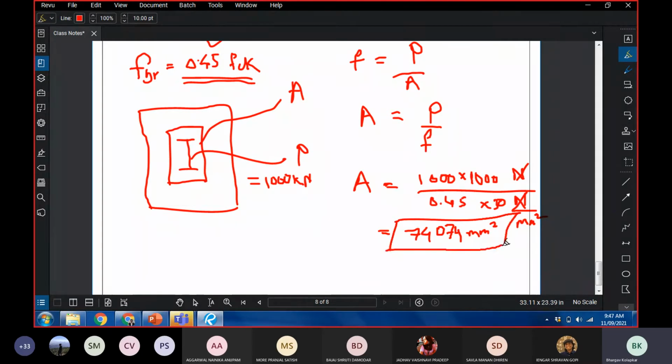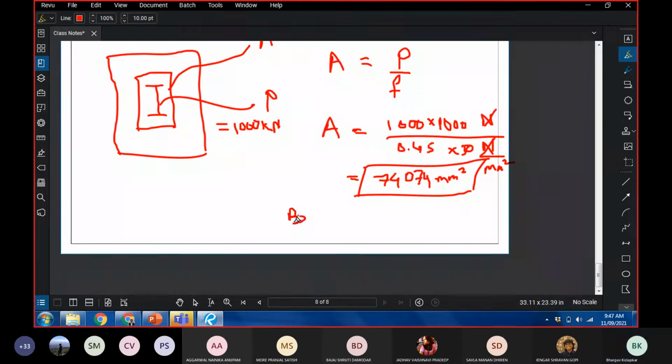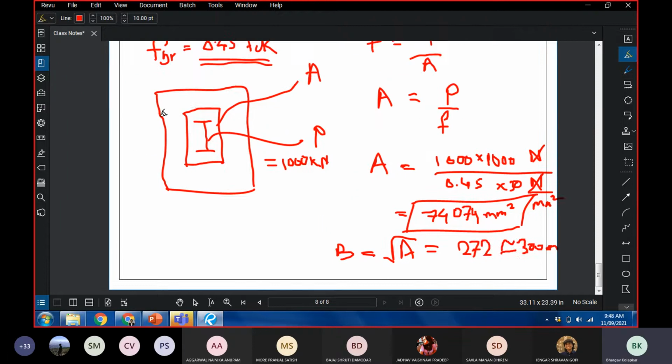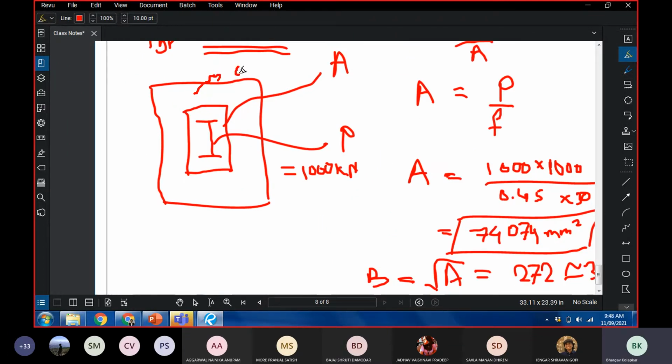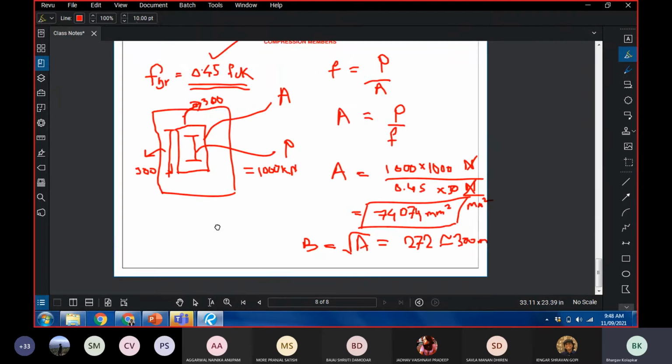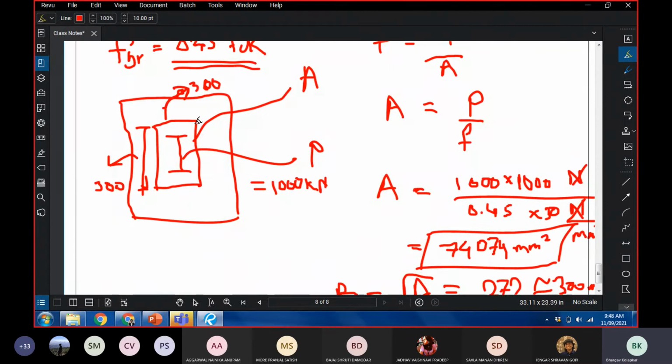What does this mean? If you're planning to provide a square plate, the dimension of the plate is the square root of the area, which is approximately 272. So you will provide a plate that is 300 mm. So if you're providing a square plate, this dimension is 300 and this dimension is 300. Normally if it's an I section, we provide a rectangular plate, but this is just for ease of understanding. That's how we find out how much the area should be and what the dimensions of the base plate should be. It's that easy.